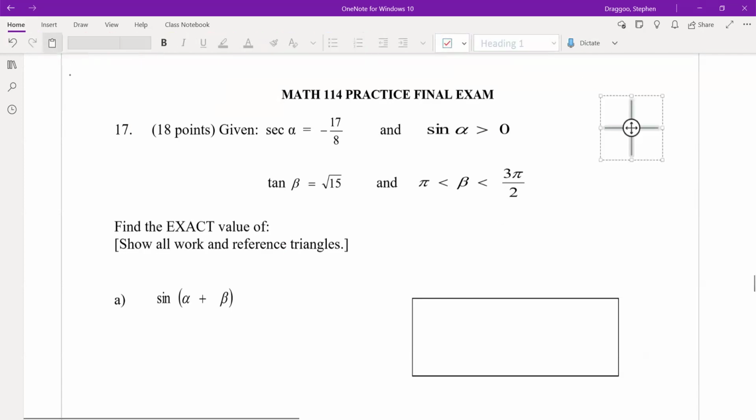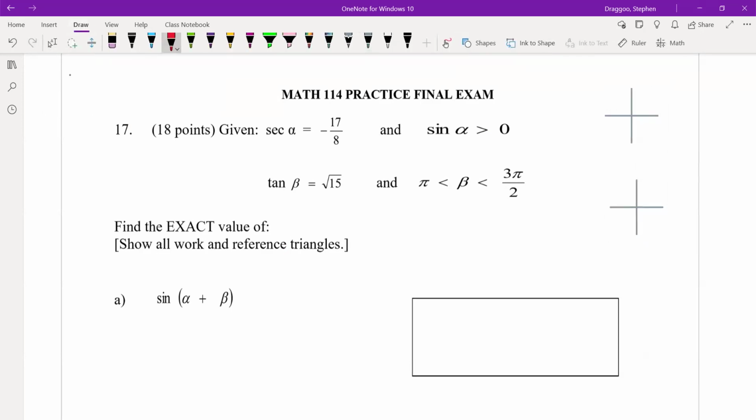And then I know I'm going to need 2 of these, so why don't I just copy and paste it? Once for alpha and once for beta. So looking through alpha, I'll do that angle in red. I'm told that secant is -17 over 8, and sine of alpha is positive.